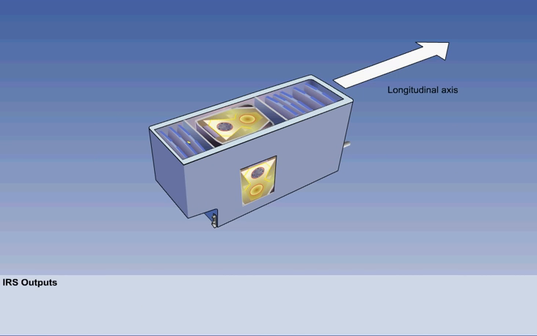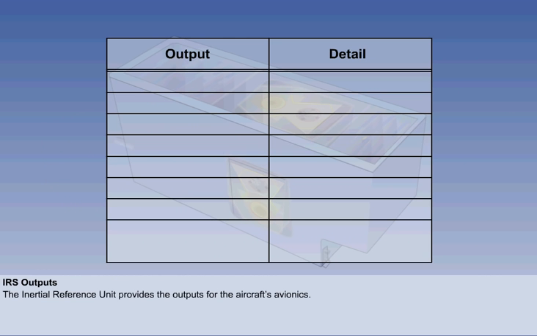Let's look at the outputs of an IRS and see how they compare with a traditional INS. This is an inertial reference unit. It provides the outputs for the aircraft's avionics. Firstly, it gives primary pitch and roll attitude. That was also provided by the INS. It gives both true and magnetic heading. We're already familiar with the idea that inertial systems operate in true because they align themselves by detecting Earth spin. The INS gave us true heading.